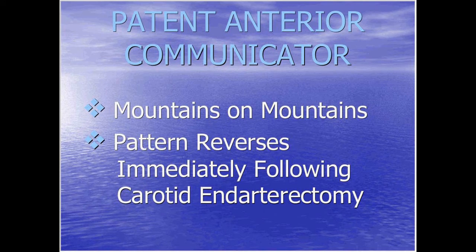Okay, so what I just showed you, when you have a patent anterior communicating artery, you're going to have what we call mountains on mountains. So you're going to have the middle cerebral artery being close to your baseline, and in the background, you're going to have that reverse ACA coming towards you. You are only going to see this in the presence of a hemodynamic lesion proximal to where we are in the brain.